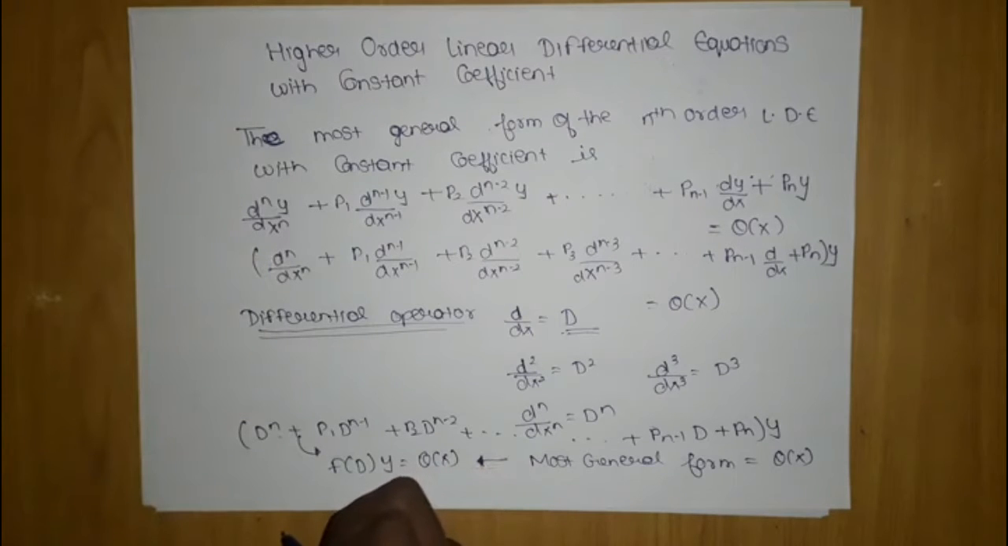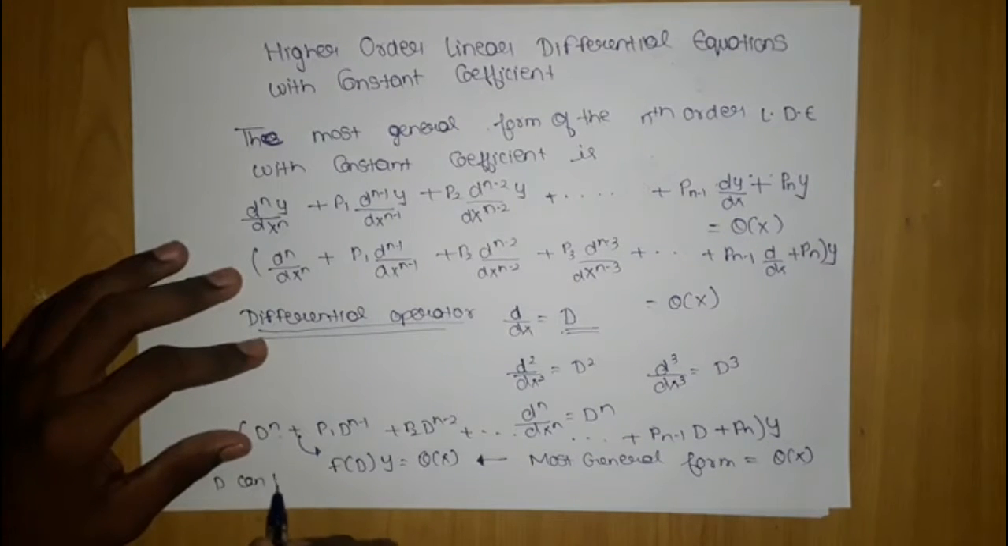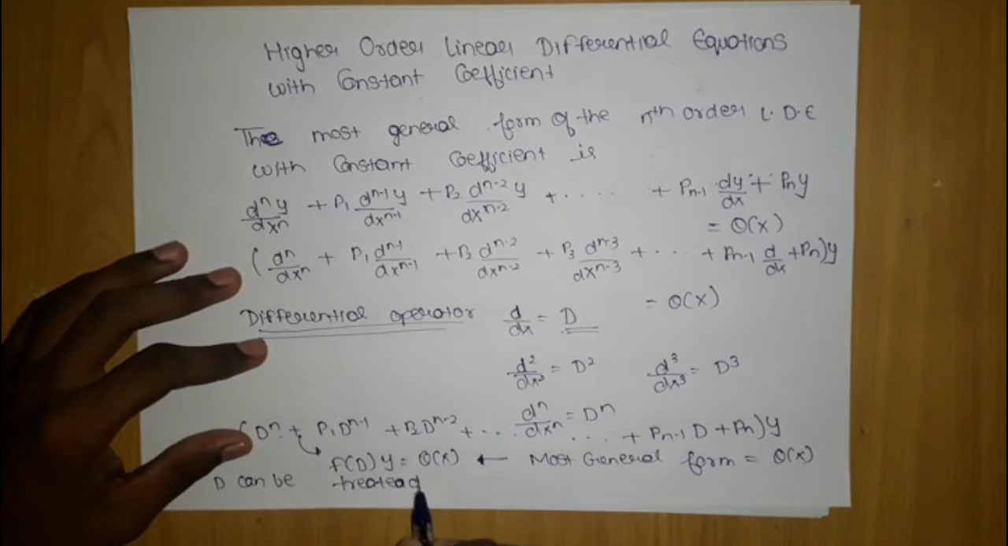Now this f of D can be treated as an algebraic quantity, like if 2 f of D are there, then you can add them, you can divide them, and similarly the same thing applies for D. You can apply all algebraic operations on D, so D can be treated as an algebraic quantity, right?